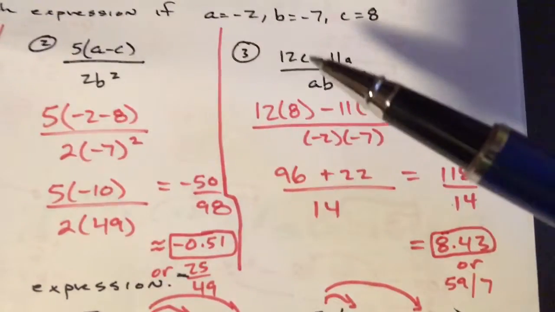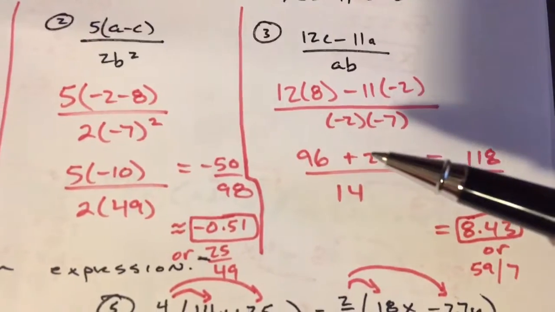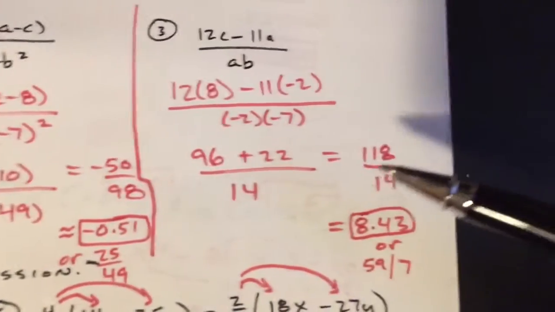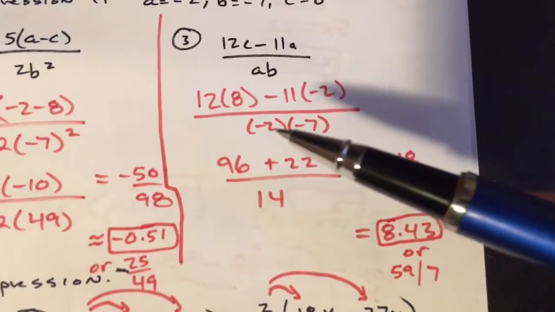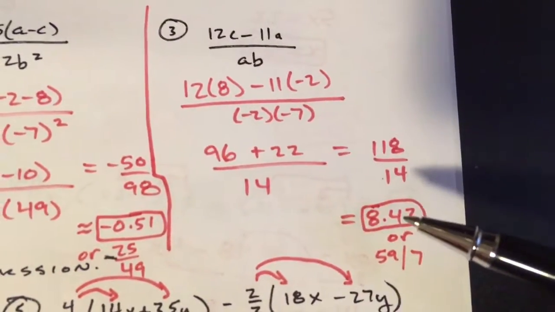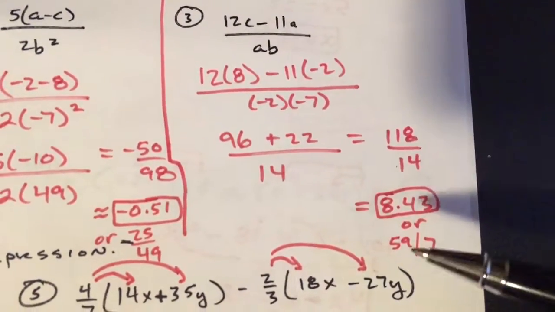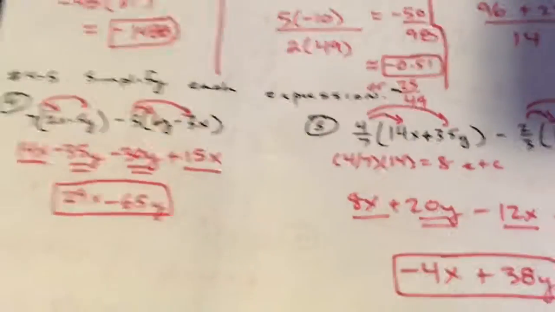Take a look at number 3. Plug in all your numbers here. At the top, you're going to have a negative times a negative is a positive. 96 and 22 gives you 118. -2 times -7 is a positive 14. That divides to be 8.43-ish, or 59 over 7. You can also write it like that. Those three are going to be acceptable.